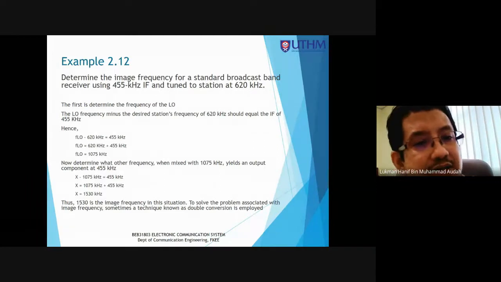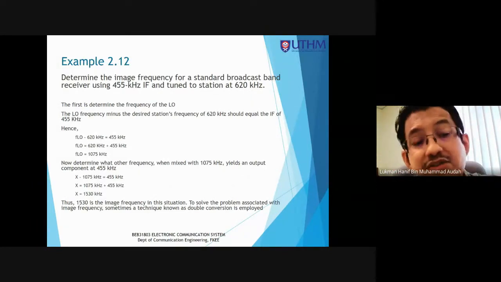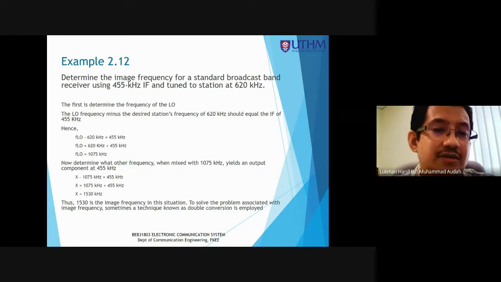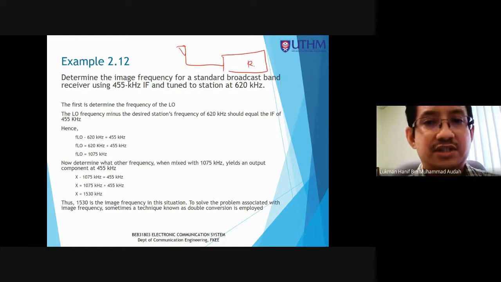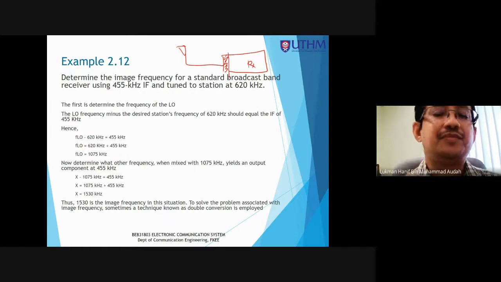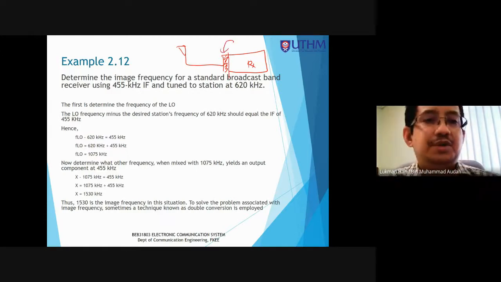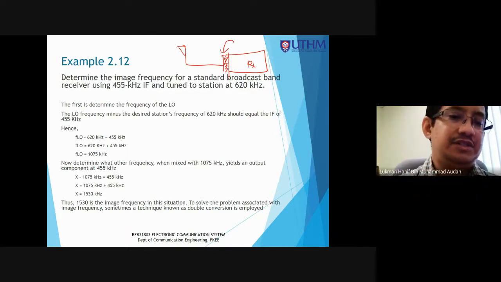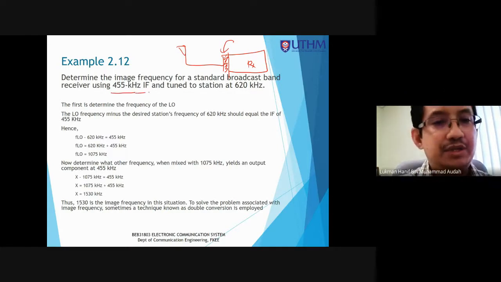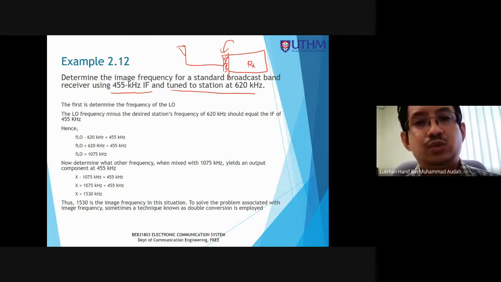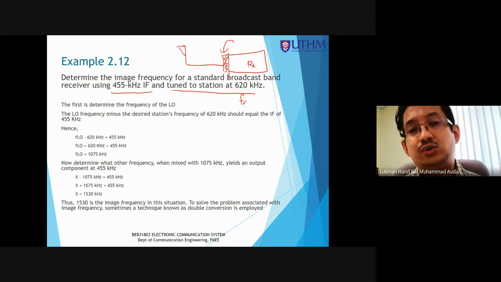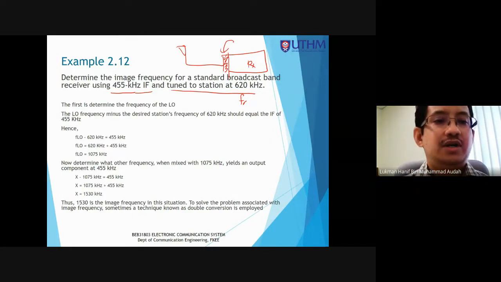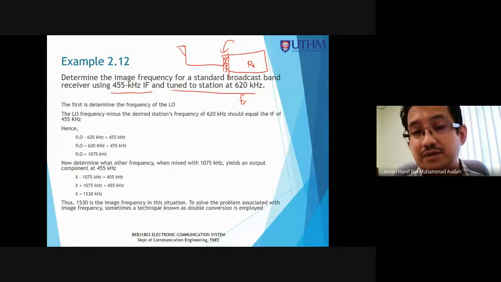Example. Determine. This example is about the preselector, the tune circuit. Apabila kita example ini dia merujuk kepada tune circuit. Tune circuit macam saya jelaskan tadi, berada di bahagian hadapan. So determine the image frequency for a standard broadcast band receiver using 455 kHz of intermediate frequency tuned to a station at 620 kHz. Apa maksudnya? Apabila kita tune, bermakna ini adalah F resonance. We tune the receiver to 620, maknanya kita nak dengar radio station 620 kHz. So the question asks, determine the image frequency. What is the image frequency?